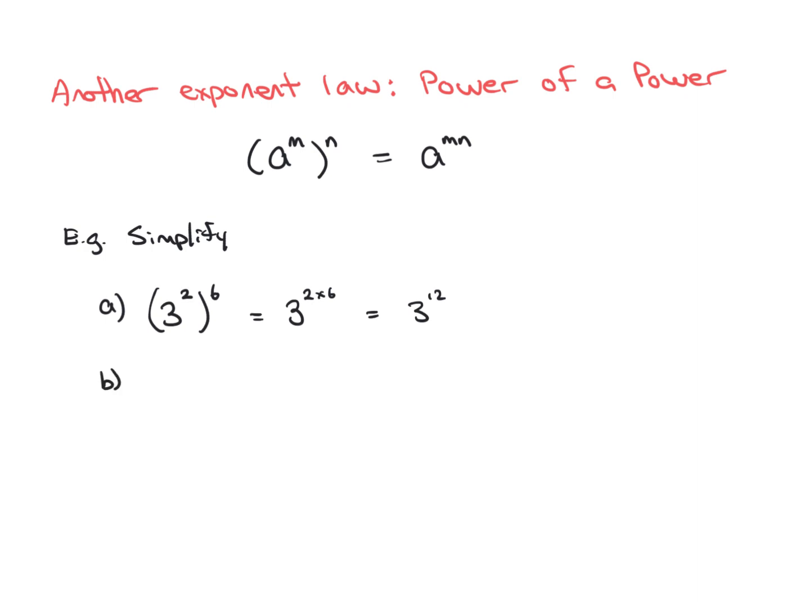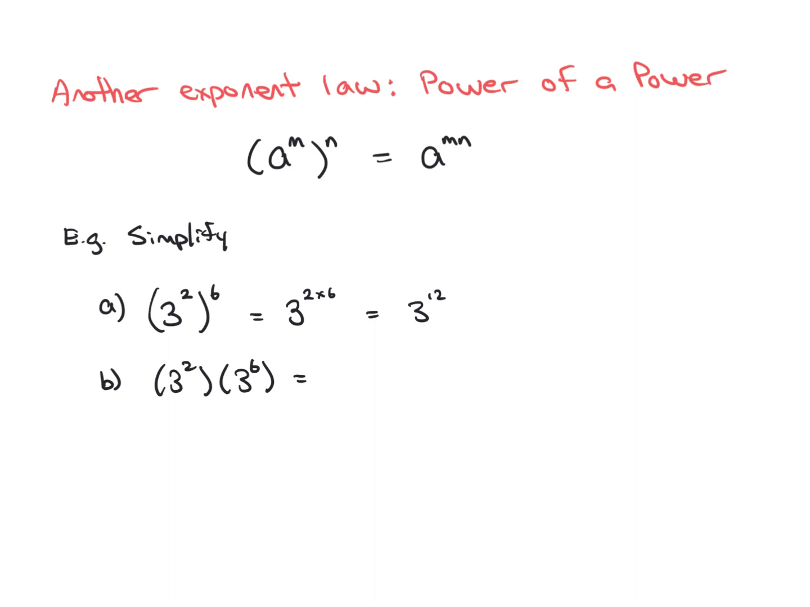This is different than what we did yesterday. So I'm going to now put an example of what we would have done yesterday. Yesterday we would have done something like this: 3 squared times 3 to the 6. Okay, so this is not a power of a power. This is 2 powers multiplied together, and they have the same base of 3.